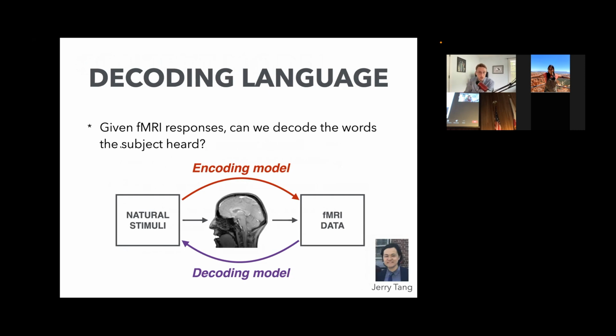You can phrase the problem this way: given fMRI responses, can we decode the words the subject heard? So this is just a reverse of our encoding model. Originally we have these stimuli, the words, they go into the brain, and they give us some fMRI data out. We have the encoding model that predicts the fMRI data from the natural stimuli. And here we want to build a decoding model that predicts the natural stimuli from the fMRI data. This is work by my grad student, Jerry Tang.